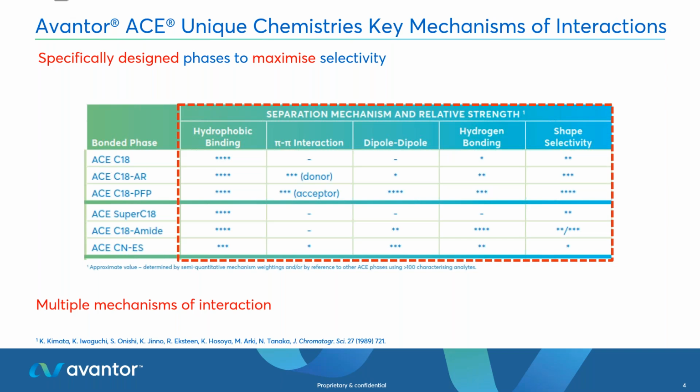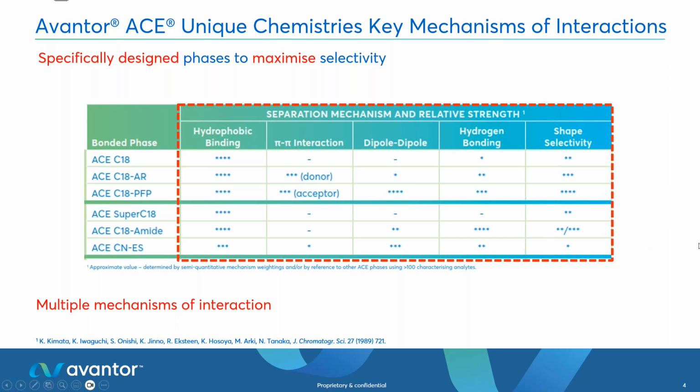But each of them has a different weighting in terms of the other ways they can retain compounds. What that means chromatographically is we'll get peaks in different places. We'll be able to move our peaks around on the different columns. And that's exactly what you want for method development.